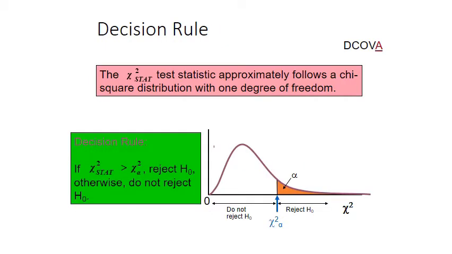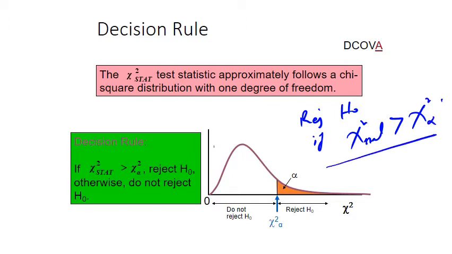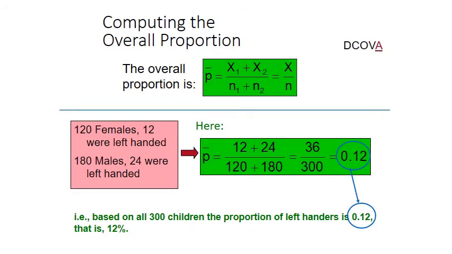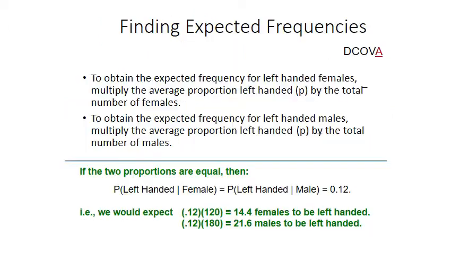So decision rule: reject H naught if chi-square statistic is greater than chi-square critical. So that is the general rule which is applicable for all tests, as you know. Okay, so this is the overall proportion. You can calculate it, otherwise we don't use it in our calculations.